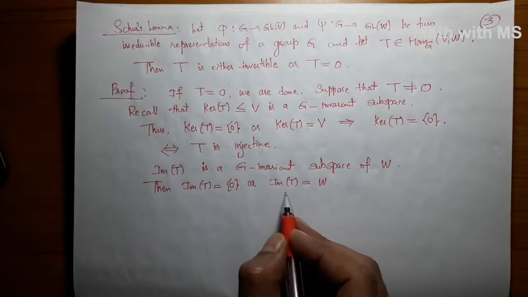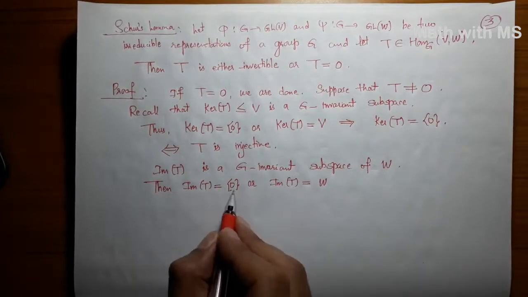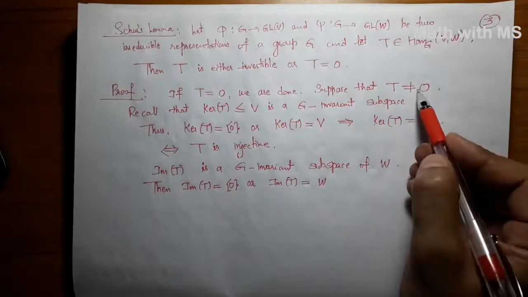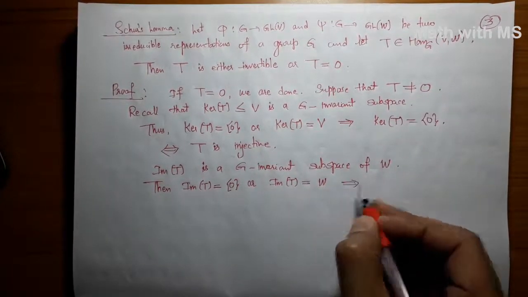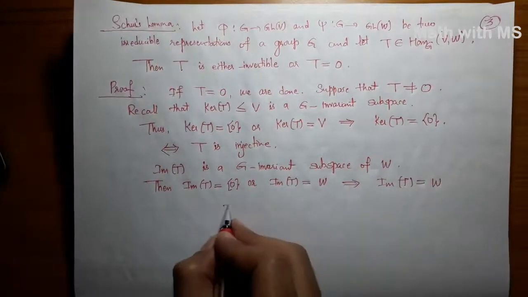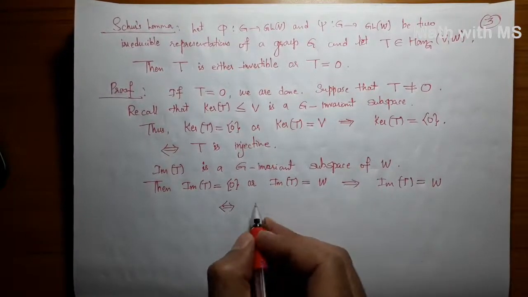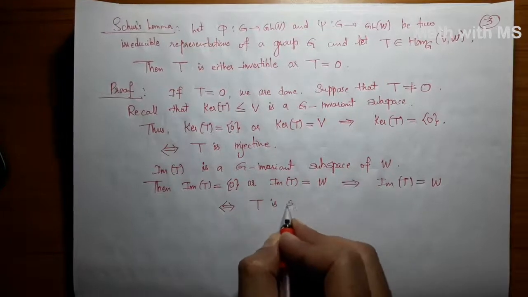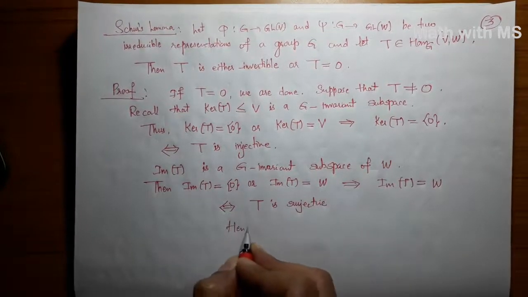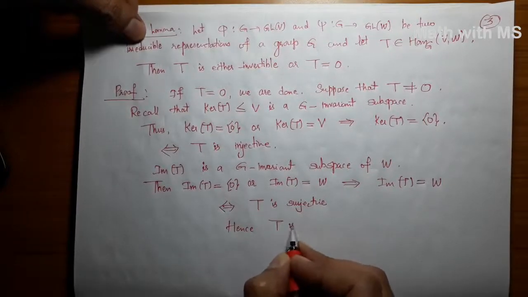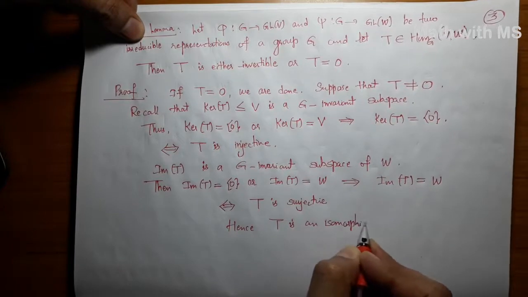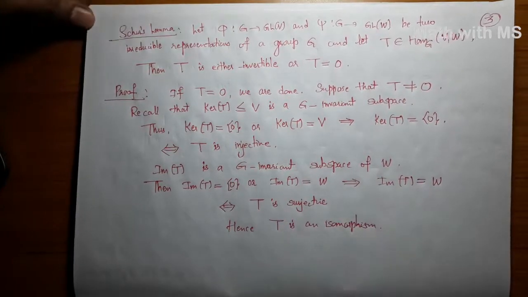Alright. But if image of T is 0, what does that mean? That means T is a 0 operator, but we are assuming non-zero. So this implies that image of T is the full space W, and that is if and only if T is surjective. Okay, and hence T is an isomorphism. Okay, this is Schur's lemma.